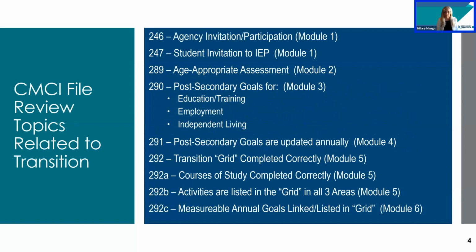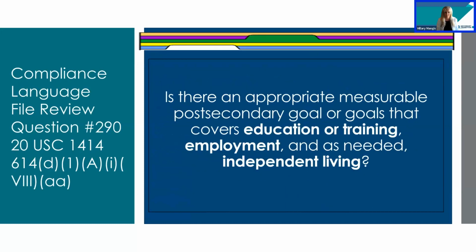For the purposes of this module, Module 3, we will be reviewing post-secondary goals for education and training, employment, and independent living. Specific compliance language file review question 290 states, is there an appropriate measurable post-secondary goal or goals that covers education or training, employment, and as needed, independent living? That will be the focus of what we're discussing as we move forward today.